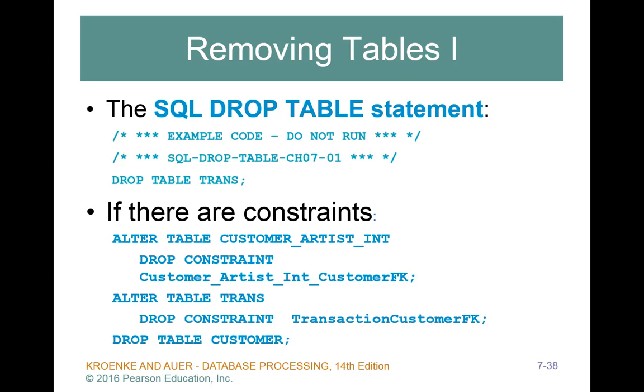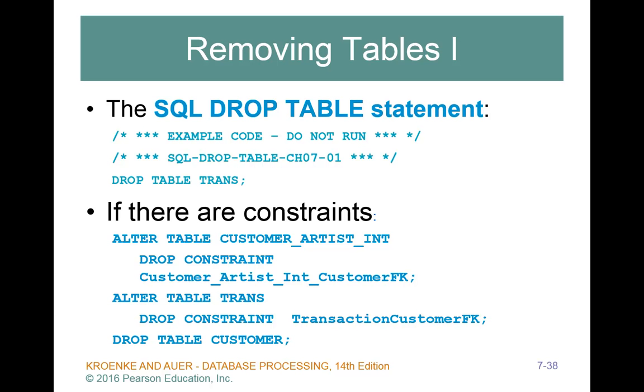Removing tables, the drop table statement. The drop table statement is very powerful. It is simply drop table transaction. It's going to drop everything in that particular table, and that table is going to be gone. The only caveat is that if there are any constraints on that table, you need to drop those constraints first. So that's what you see in our before. Otherwise, it'll give you an error.